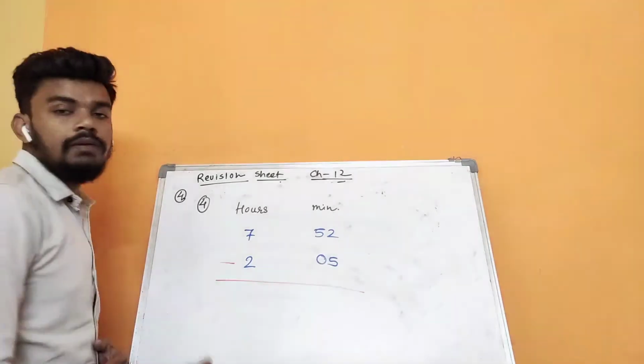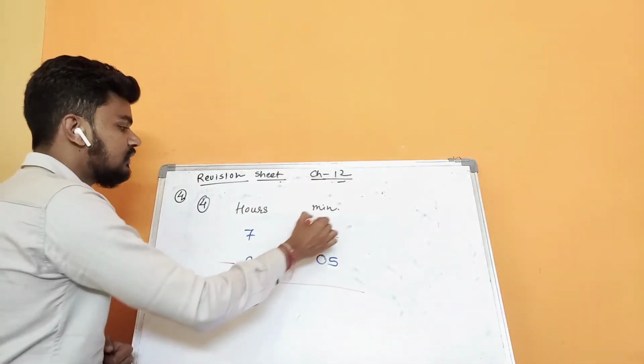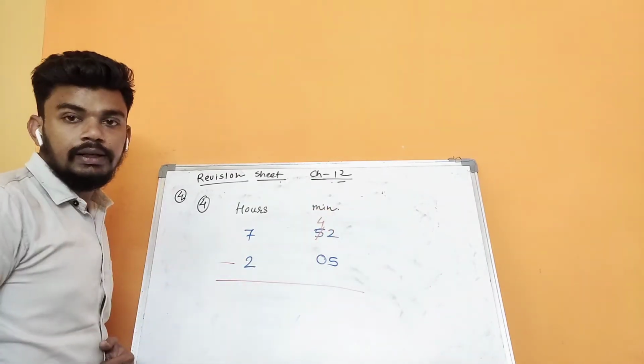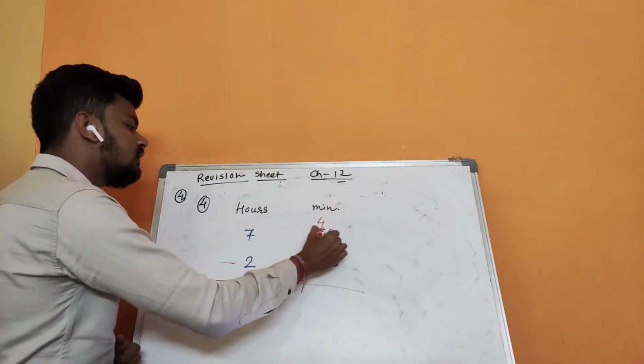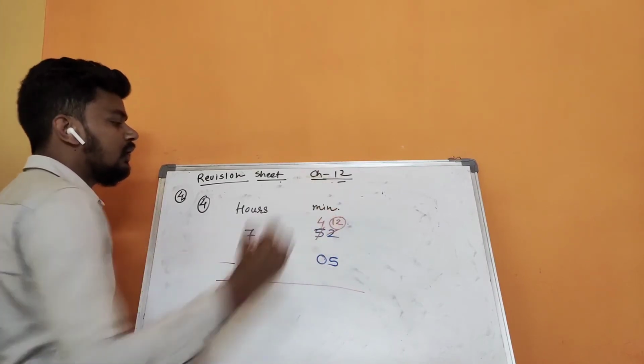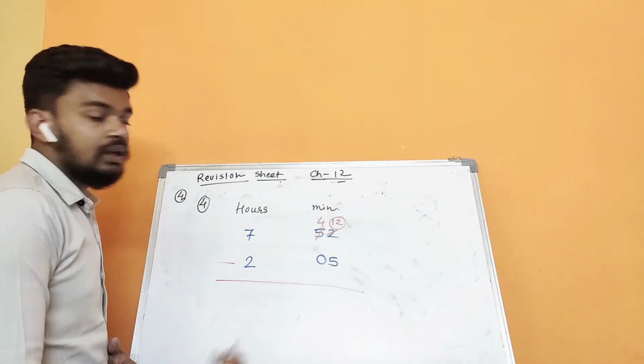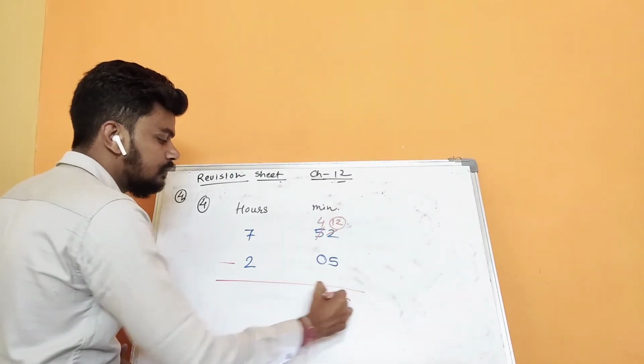2 minus 5 cannot be done. We have to take the borrow from this 5. This 5 is cut and becomes 4, right? Now over here, this 2 is cut and becomes 10 plus 2, 12, right? Now 12 minus 5 remains 7.